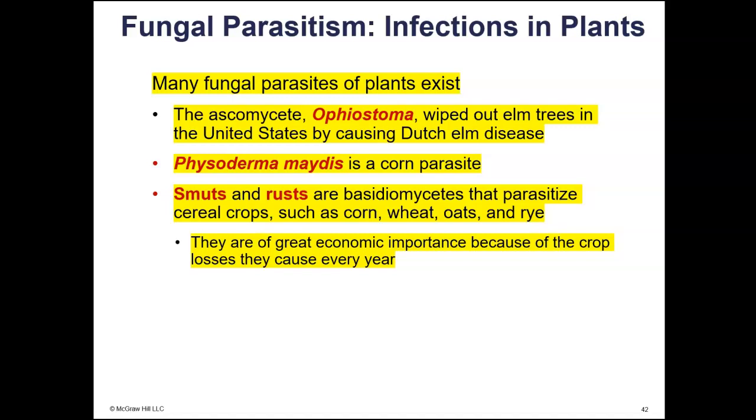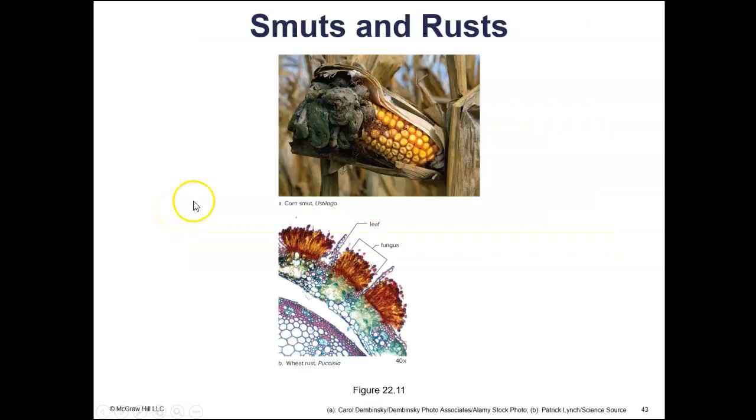But first, we're going to look at some parasitic fungi, and here's one that's from the Ascomycota. It's called Ophiostoma, and it's a parasite of elm trees. Then there's Physoderma maydis, which is a corn parasite. There are smuts and rusts, which are Basidiomycota, and they parasitize cereal crops. Here you see a picture of a corn smut.